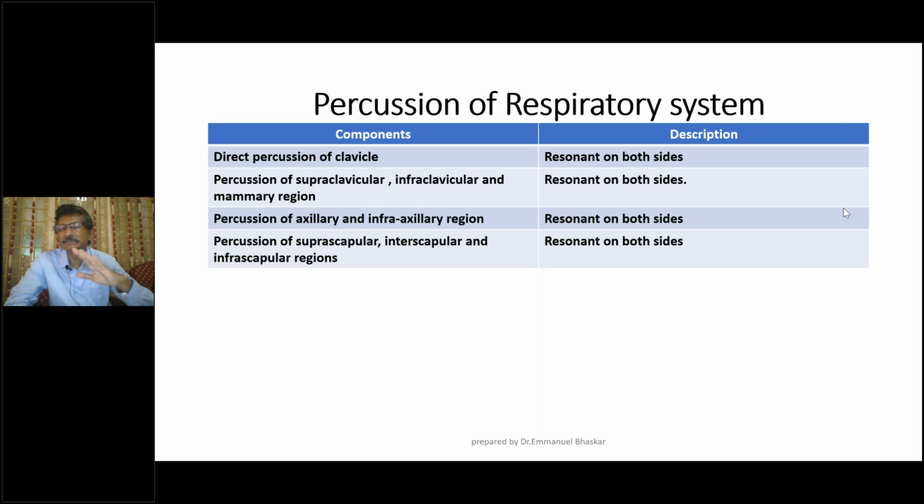Okay, so most resonant will be infraclavicular and upper mammary, somewhere in the second intercostal space, third intercostal space, close to the midline. That is the place where it will be resonant. Okay, so this is how you will describe the percussion. Now coming to auscultation.